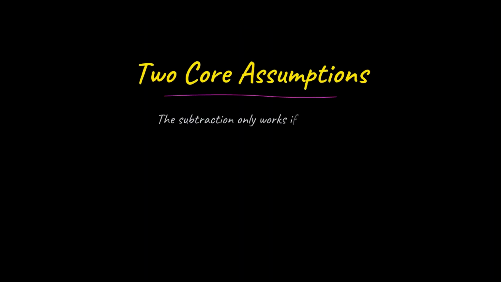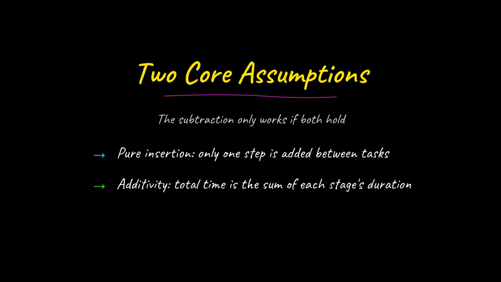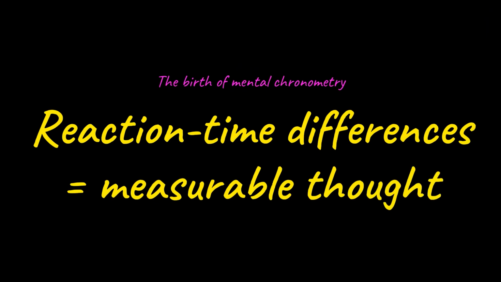The method rests on pure insertion, that exactly one new step is added, and additivity, that each stage's duration simply sums into the total. Modern researchers know these assumptions often fail, yet this framework seeded every reaction time study that followed. Donders didn't describe consciousness like Wundt, and he didn't reject it like Watson. He measured it, establishing that mental operations are discrete, stageable, and quantifiable. That methodological insight is the foundation of cognitive psychology as an empirical science.